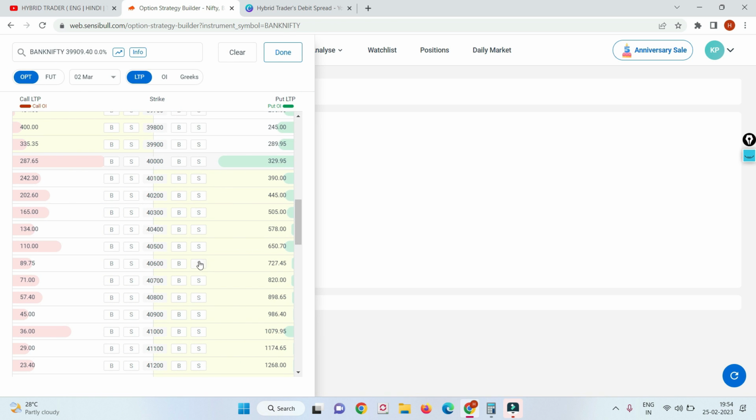Usually what we do, so this is for the weekly. I'm just deploying the trade for 2nd March. The market stands at almost 40,000, so usually we go 2 to 3 strikes away.